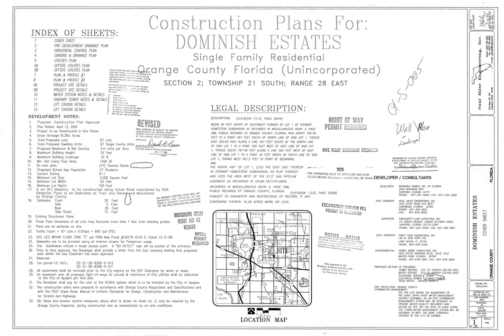Another set of information that you have on this is this information right here, the index of sheets. It's basically telling you what sheet numbers you have and what's on each of those sheets. So the first sheet, this one right here, is the cover sheet. The second sheet is the pre-development drainage map. Third sheet is a horizontal control plan. Fourth sheet, grading plan. Fifth sheet, utilities.